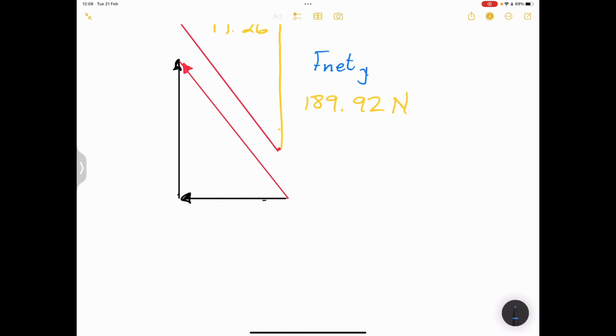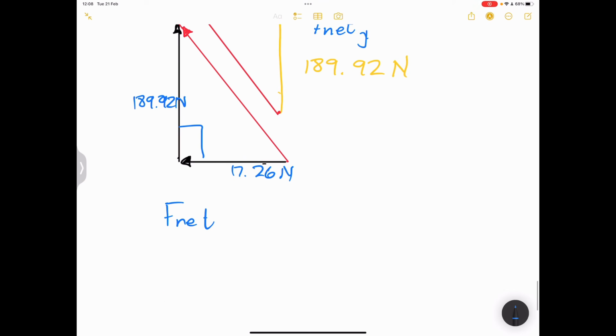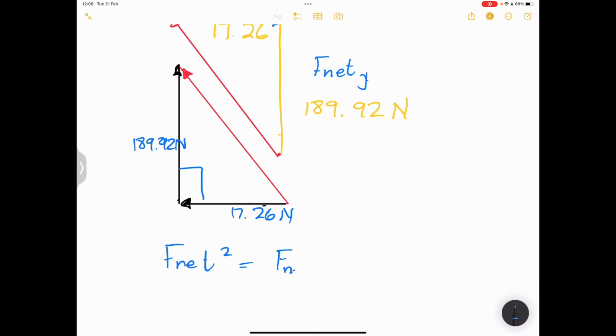Now, how do I work out the net force, the resultant force? You remember this is a 90-degree triangle. Whether you take this one or that one, both of them are exactly the same thing. So this is 189.92 newtons. So in this case, what do I do? F net squared, the square of the hypotenuse, is the sum of the squares of the other two sides. So that's F net in the X dimension squared plus F net in the Y dimension squared.